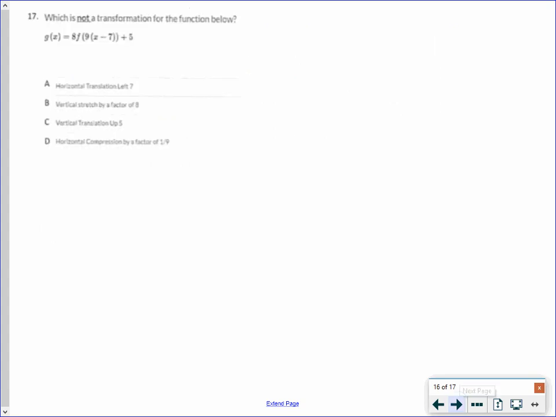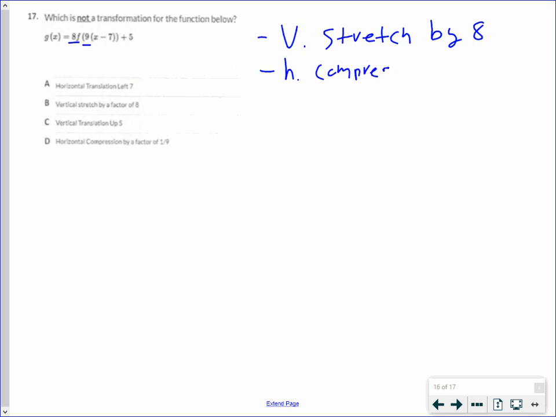All right, and for our last problem, which is number 17, which is not a transformation of the function below, let's go ahead and just mark what all our transformations are. That 8 tells me we have a vertical stretch by 8. So that's one transformation. That 9 tells me we have a horizontal compression by 1 over 8. Since our b value in this case is 1 over 9, sorry, not 1 over 8. So our b value is 1 over 9, so we have a horizontal compression by a factor of 1 over 9.